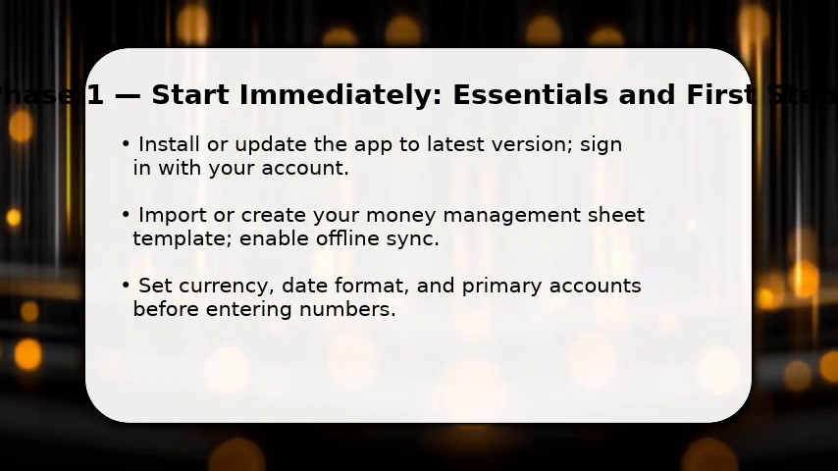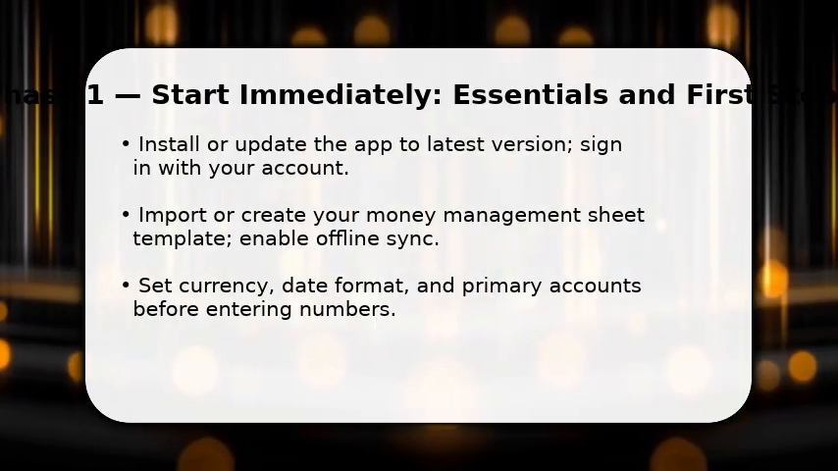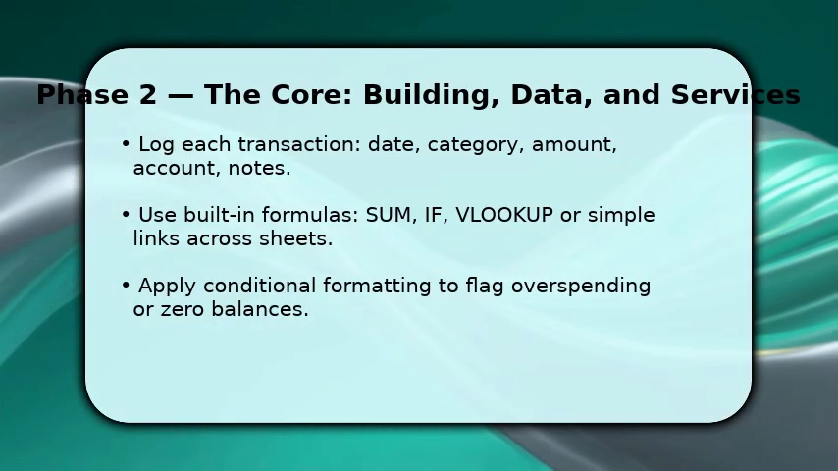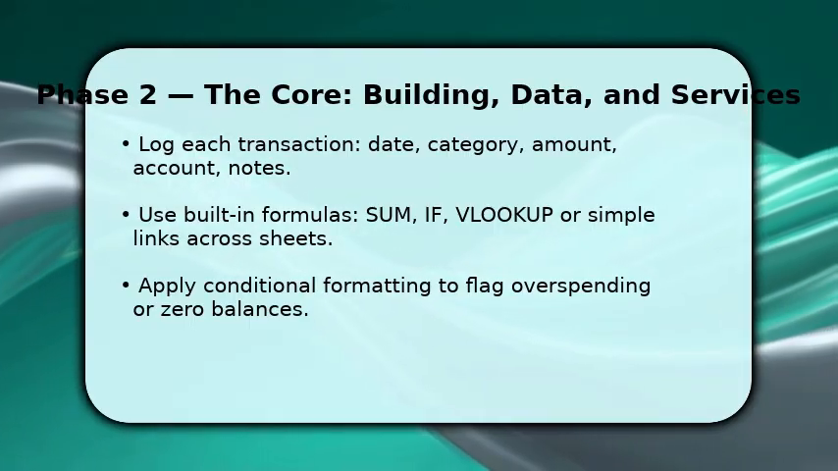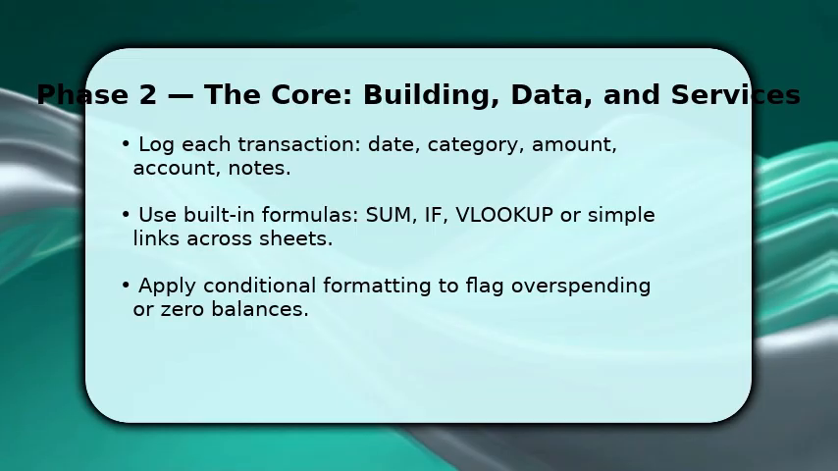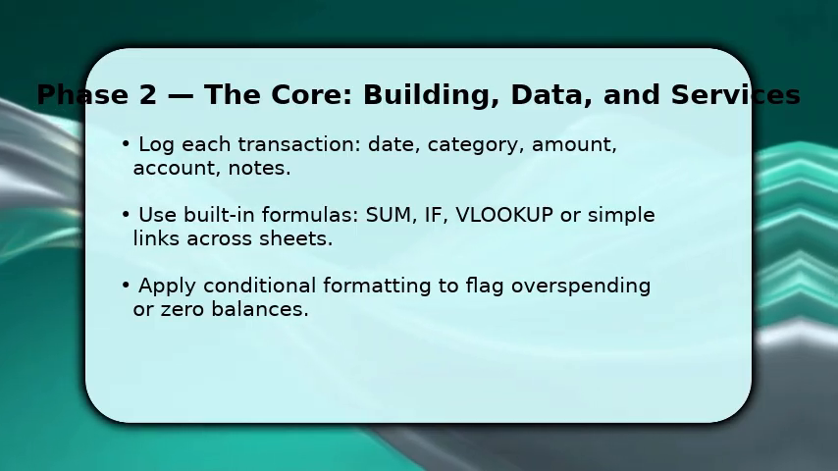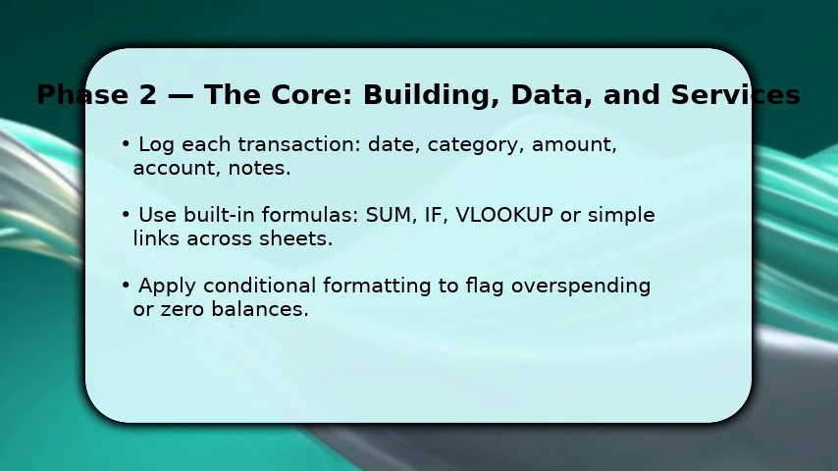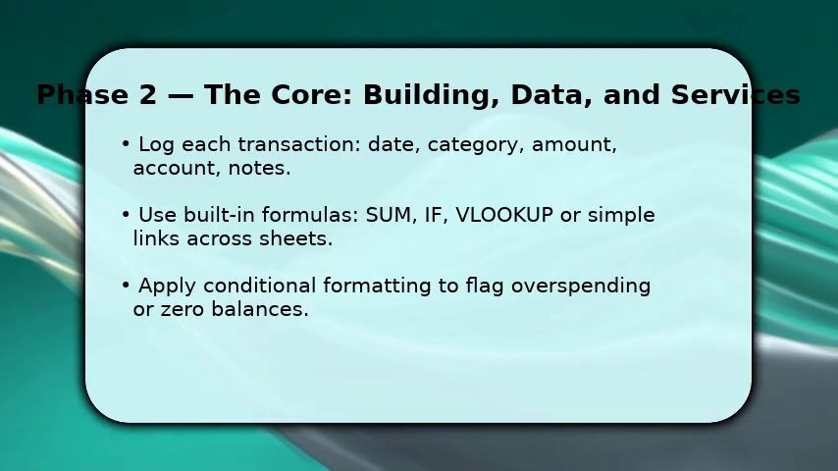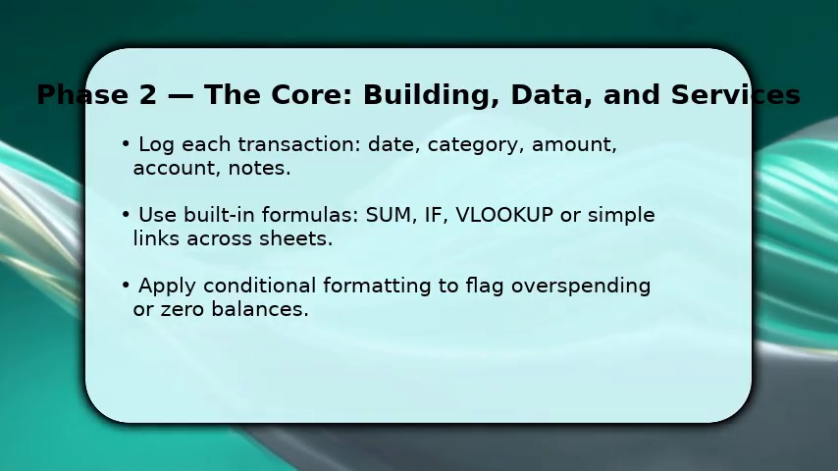You now log transactions one row at a time. Include date, category, amount, and which account it touched. Use simple formulas: SUM to total columns, IF to mark negatives, and VLOOKUP or INDEX to pull category budgets from another sheet, so calculations update automatically. Make sure cell references are absolute when copying formulas across months.